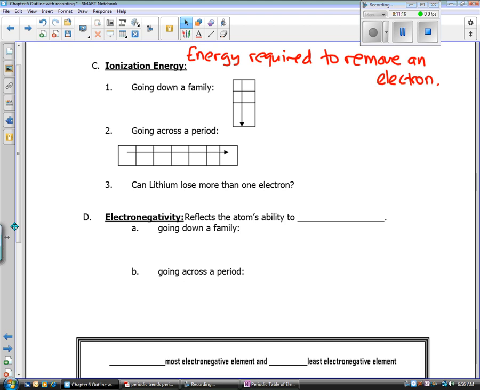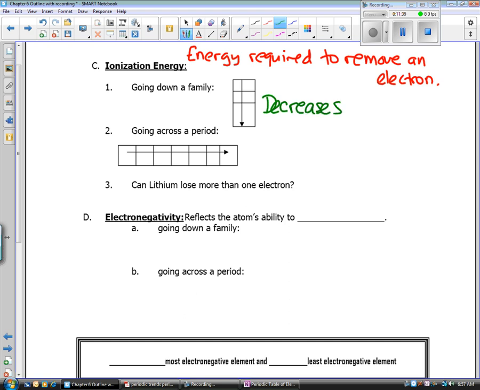Now, the bigger the radius is, the easier it's going to be to take an electron away. So you're going to have much, much less energy to remove an electron, because it's harder for those protons to hold in those electrons that are way out in the outside ring. So remember, for radius, as you go down a family, it got bigger and bigger and bigger, because we're adding more and more rings. So the energy is going to decrease as we go down.